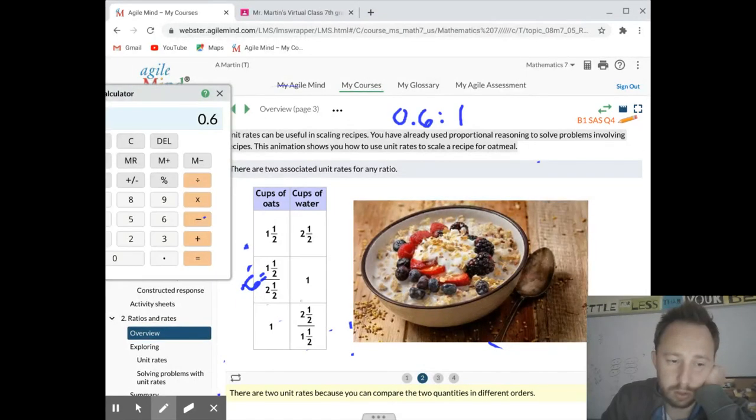Right or wrong? Man, I have no clue. All right, let me put it another way. 6/10 is actually 3/5 cups. Okay, so that's saying 3/5 cups. That looks like caps, but 3/5 cups of oats is used to 1 cup of water.